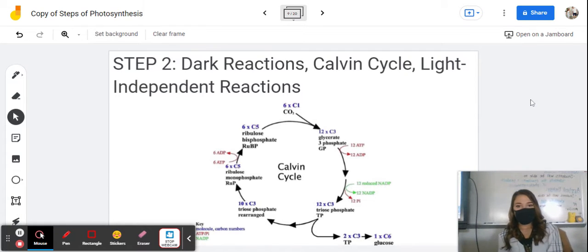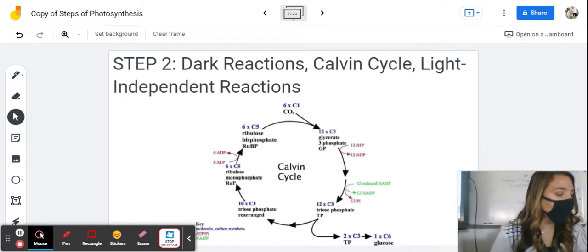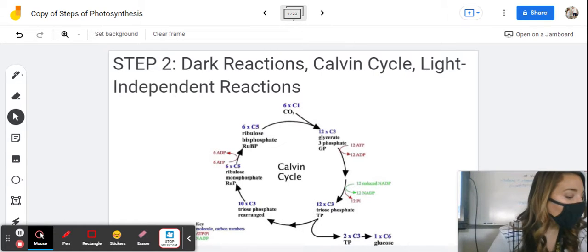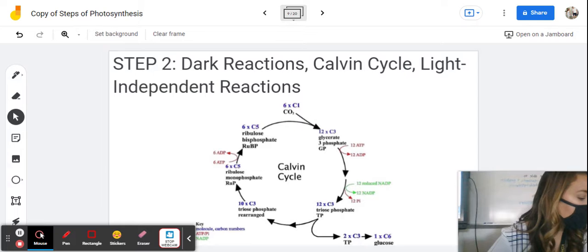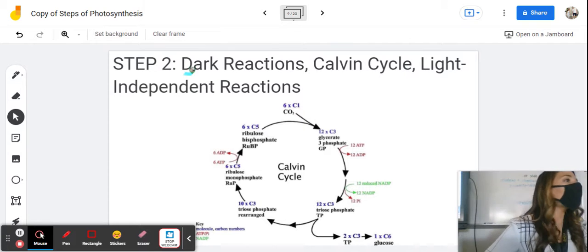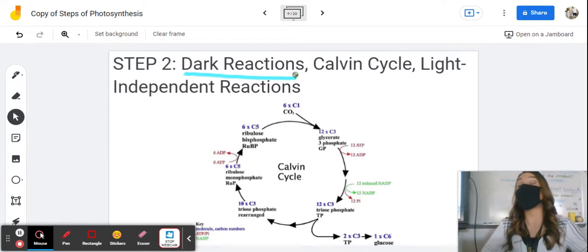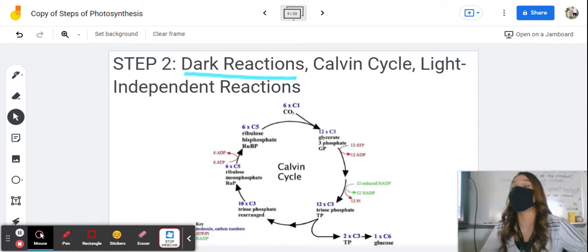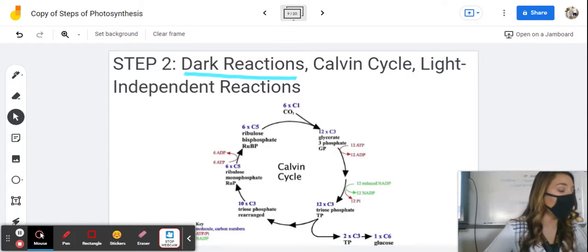On slide 9, you're going to see 3 different names for the exact same thing. Everybody, let's underline them. Let's underline dark reactions. I'm going to go with blue. You do whatever color you want. Dark reactions does not mean that it happens in the dark. It can. It just means that it doesn't have to. It just can happen without light.